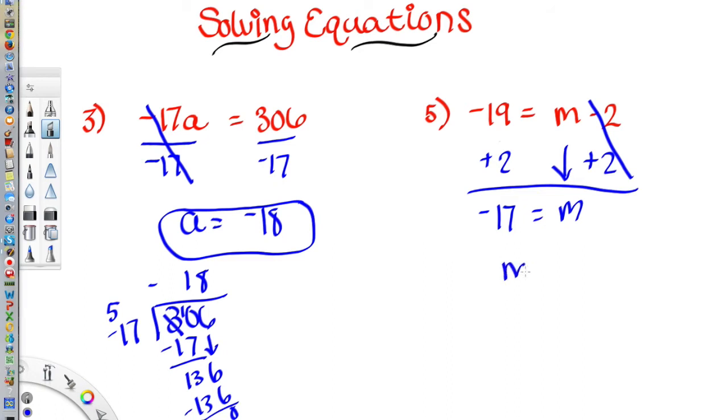And some of your teachers are going to be real sticklers about this. They want you to switch it around, always have the variable on the left-hand side. -17 being equal to m is the same thing as m being equal to -17.